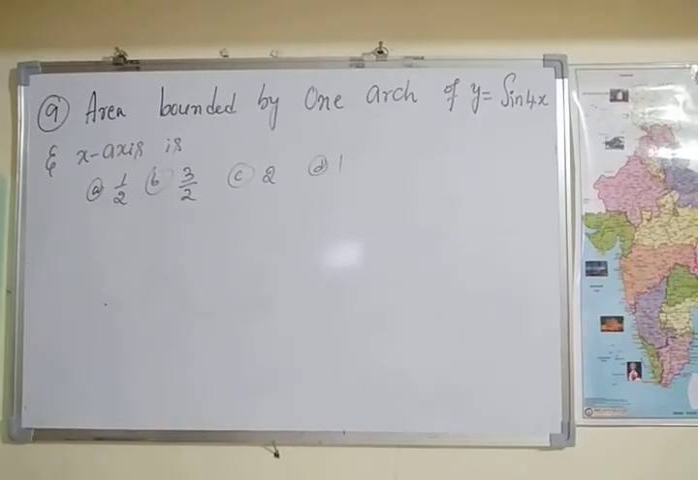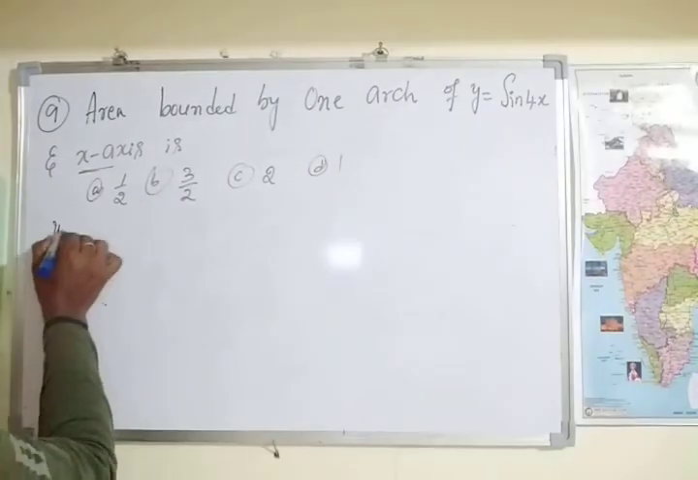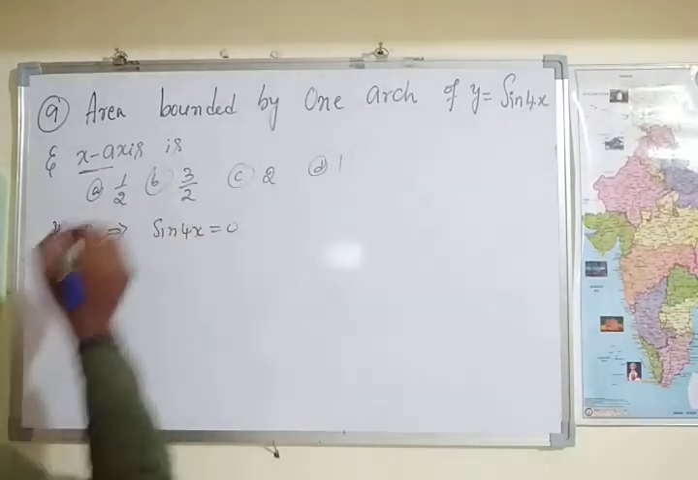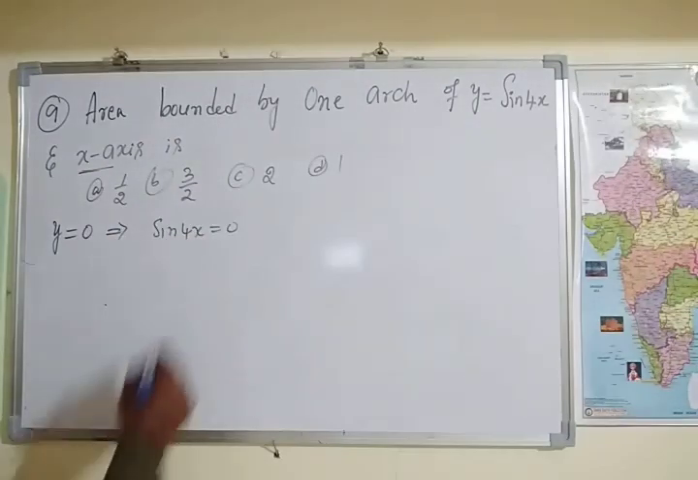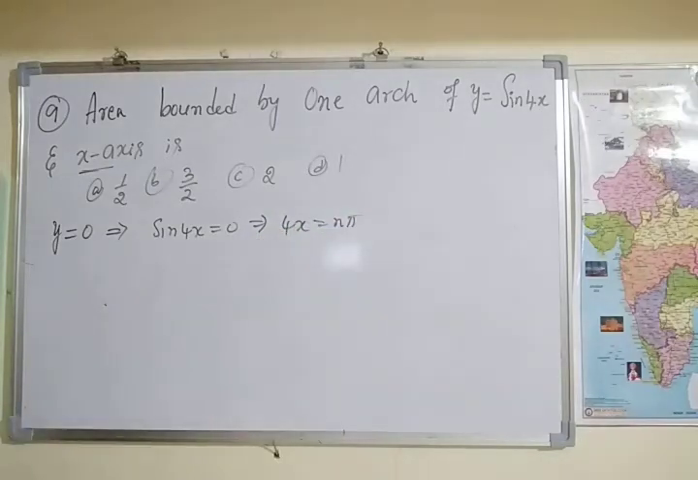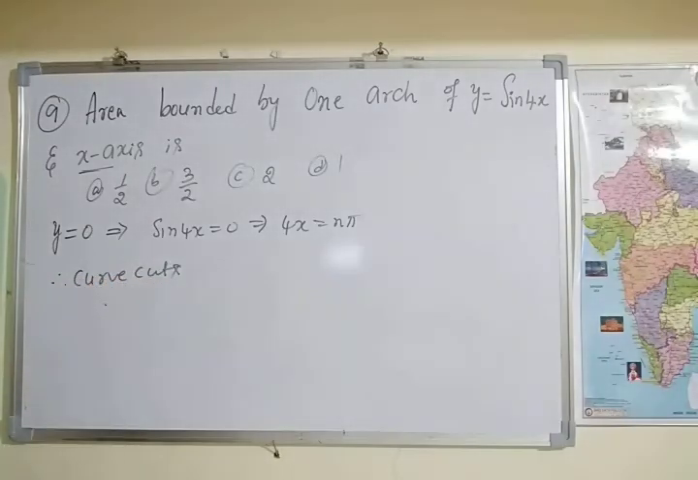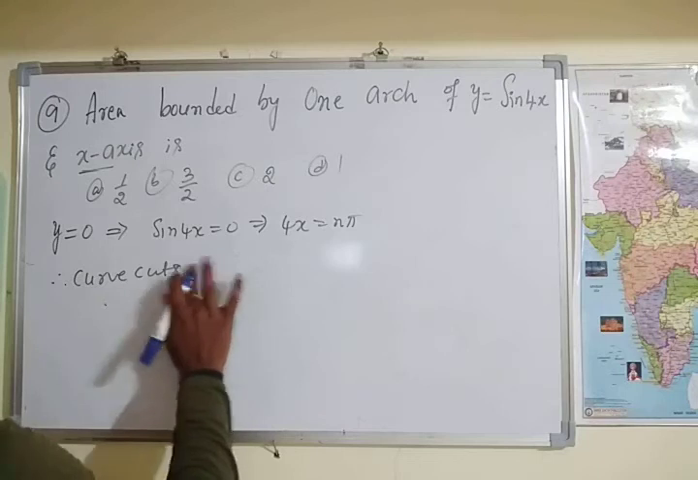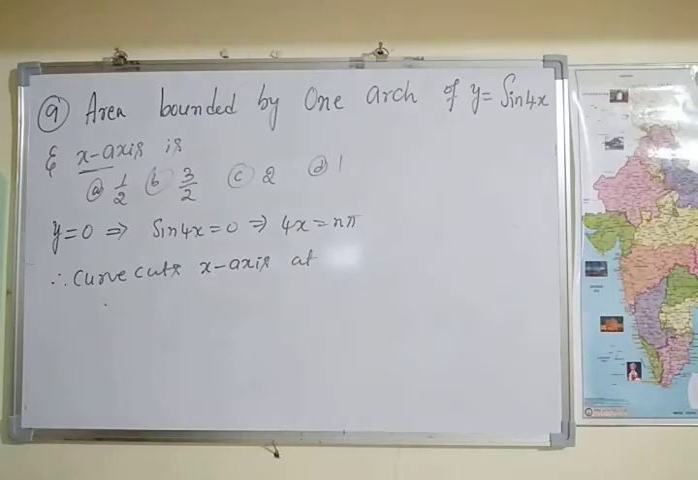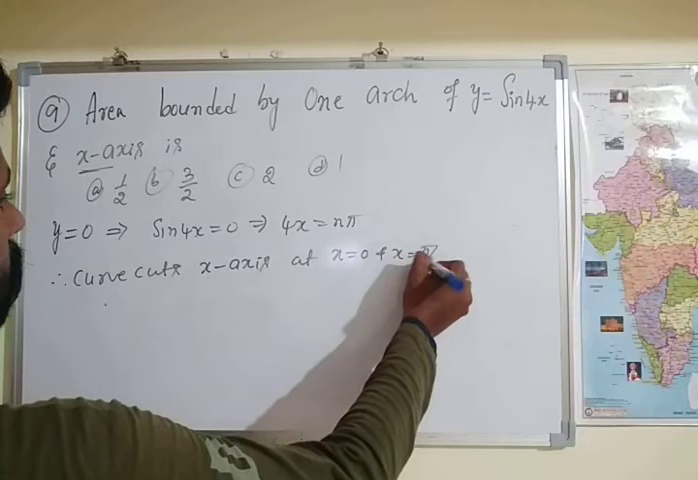Here we have the area bounded by one arc of y equals sine 4x and the x-axis. X-axis means y is equals to 0. This implies sine 4x is equals to 0, so 4x is equals to n pi. Therefore, the curve cuts the x-axis at x is 0 and x is equals to pi by 4.